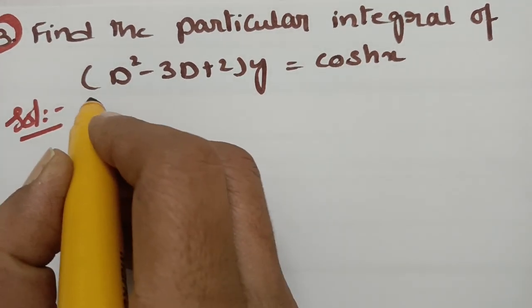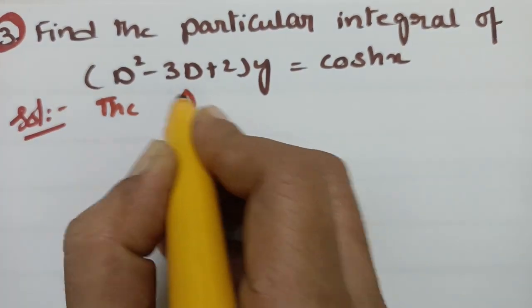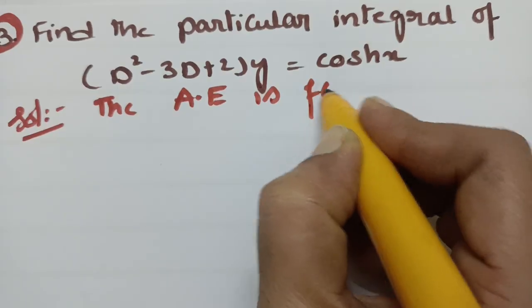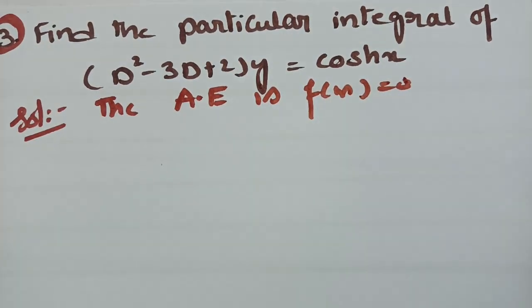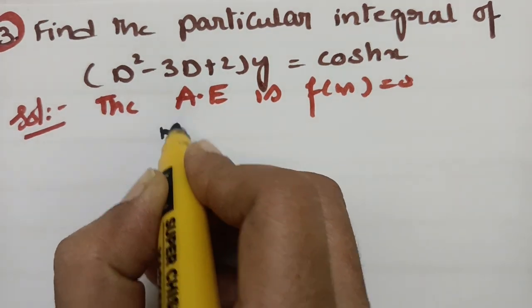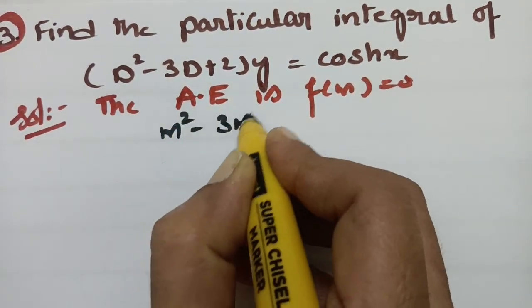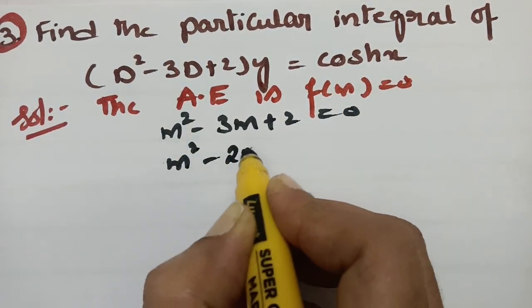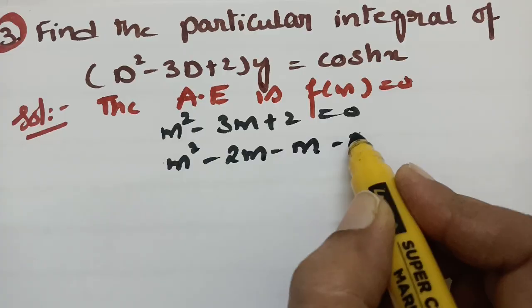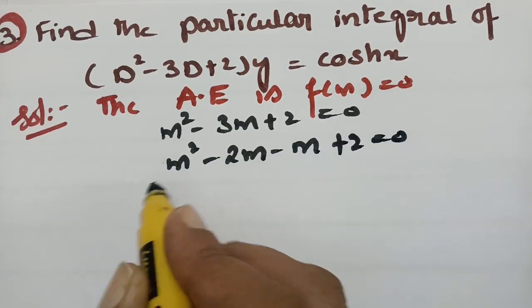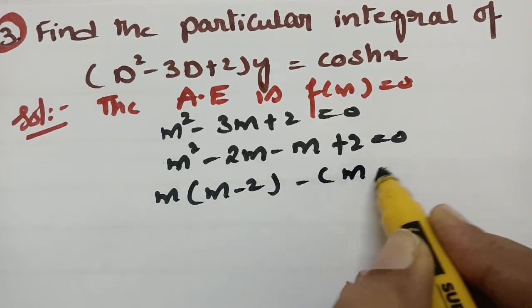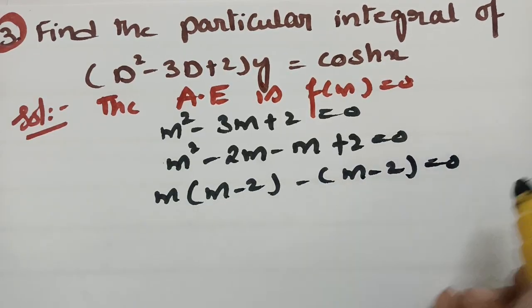So the auxiliary equation, the first thing is, in order to find the complementary function, the auxiliary equation is f of m is equal to 0. So in place of d I'm going to substitute m here, then this is going to become m square minus 3m plus 2 is equal to 0. So here are the factors: minus 2m minus m plus 2 is equal to 0. If I take m common, this will be m minus 2. If I take minus common, this value is m minus 2 is equal to 0.